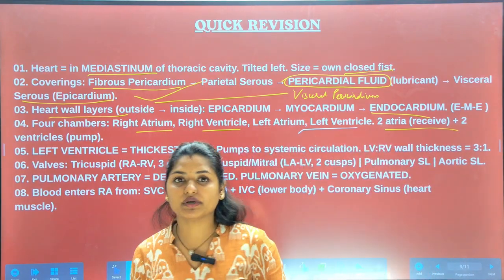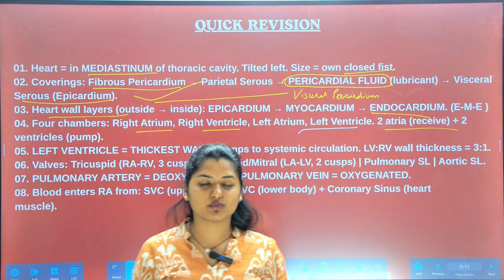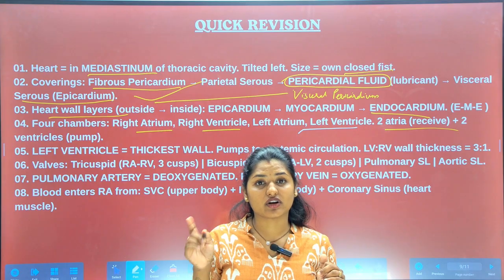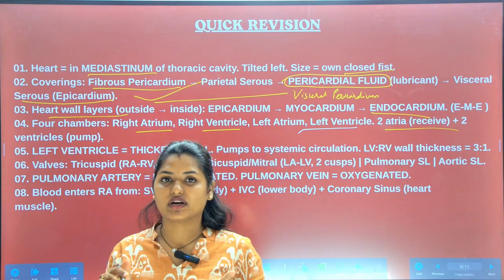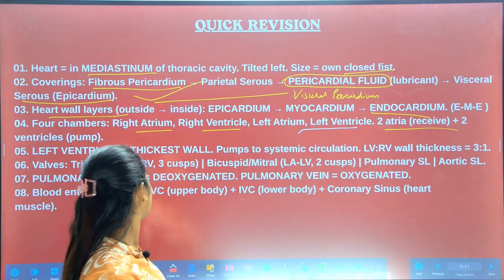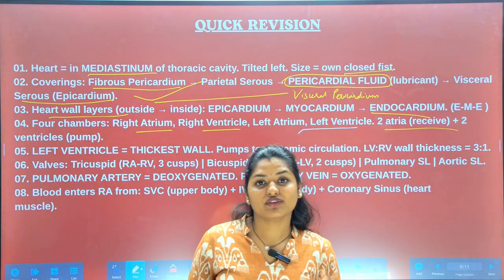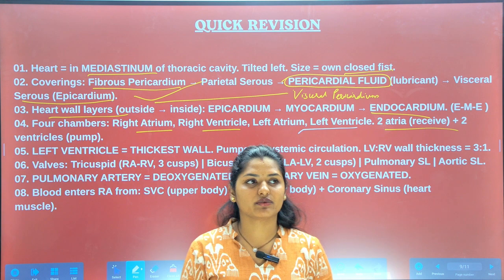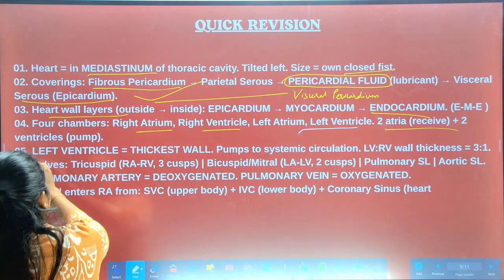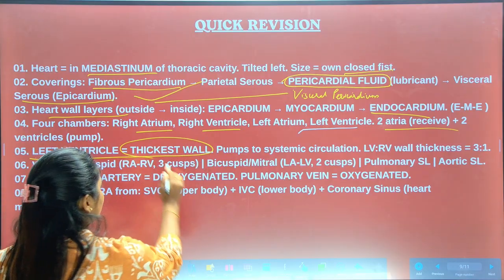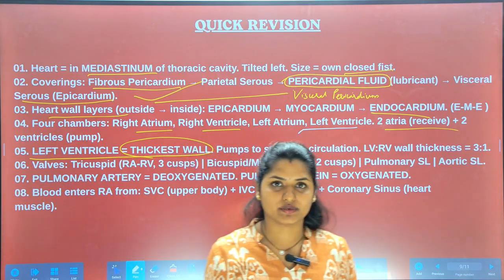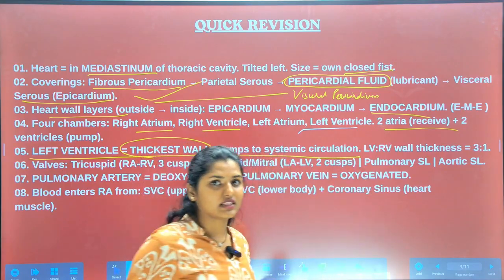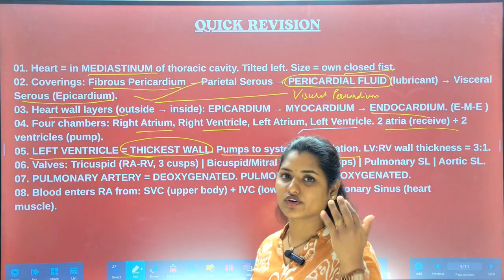Now remember, this is one of the most important points, it has already come in a NEET examination. That is the thickest wall. Among the four chambers, the left ventricle has the thickest wall compared to the right ventricle, because it pumps to the systemic circulation, that is, blood is passed throughout the body.